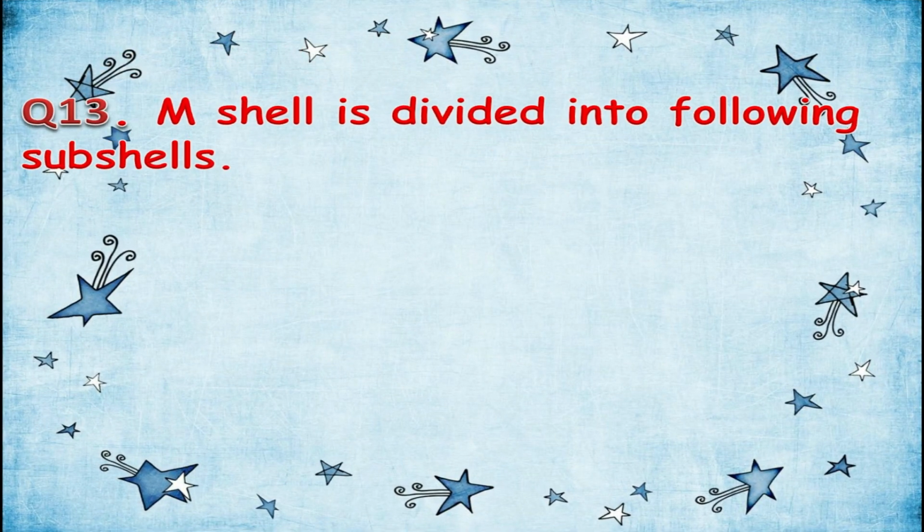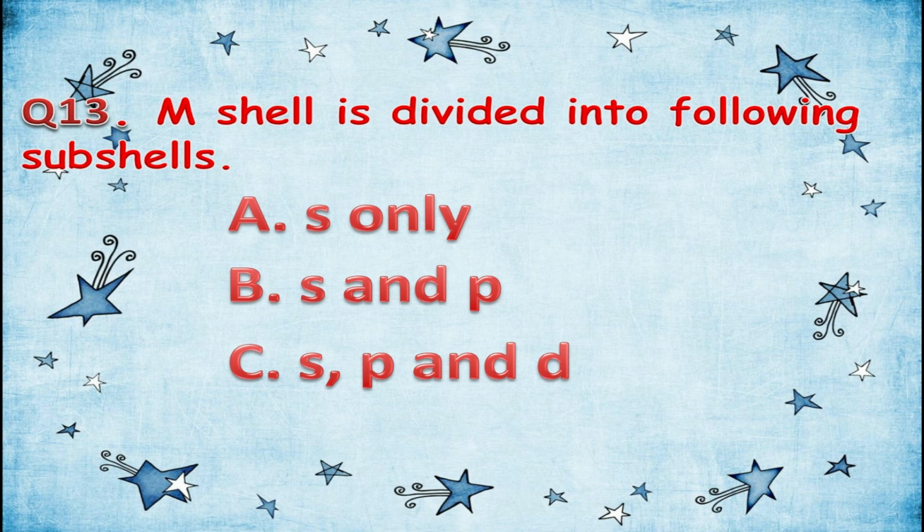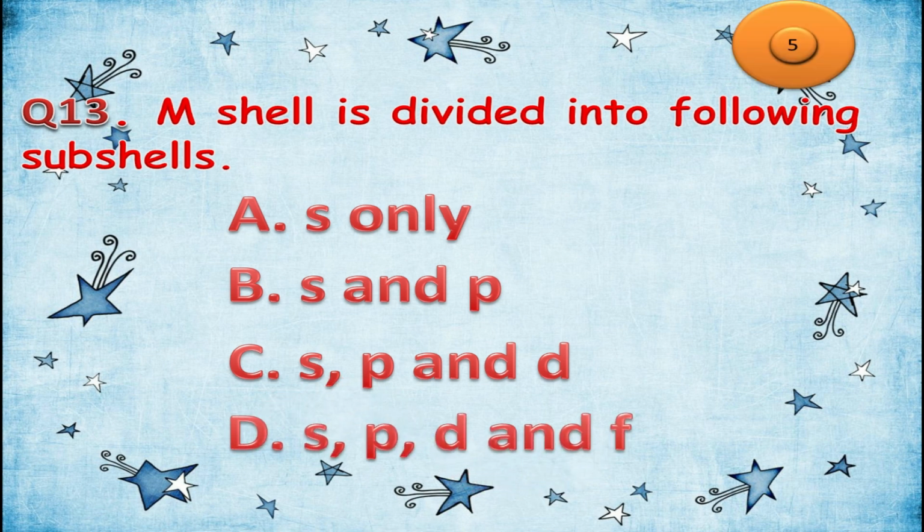Question number 13 is, M shell is divided into following subshells. Your options are option A, S only, option B, S and P, option C, S, P and D, and option D, S, P, D and F. Your time starts now.